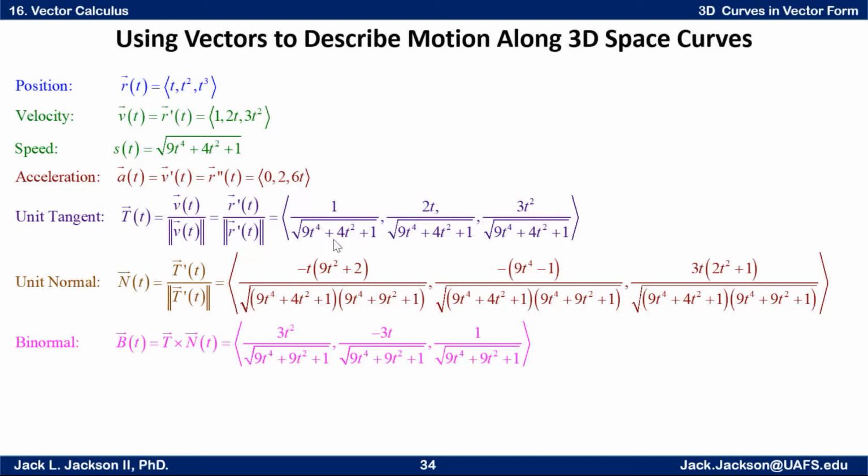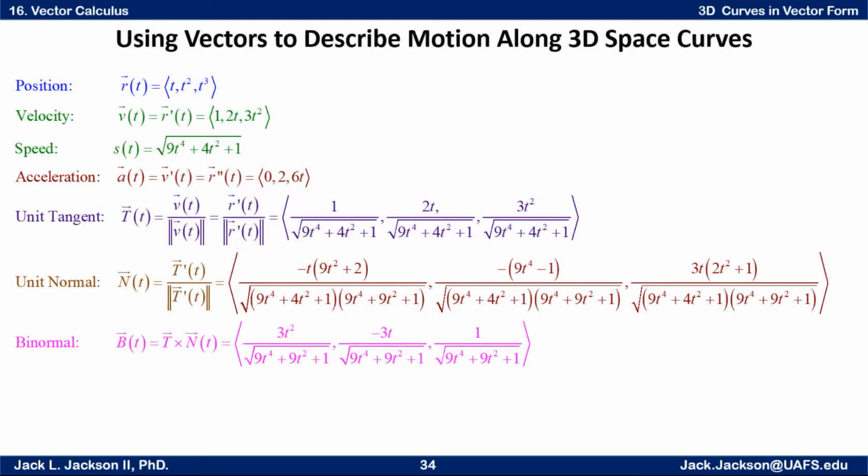If you notice, it's the same factor in the denominator here, but it's another factor, 9t to the fourth plus 9t squared plus 1, with that under the square root. And then that's the denominator all the way across. And the numerators are negative t times parentheses 9t squared plus 2 for the x component. For the y component, it's the opposite of 9t to the fourth minus 1. And then the z component is 3t times parentheses 2t squared plus 1. That is a unit vector that's normal to the tangent vector, okay? And which is normal to the curve.